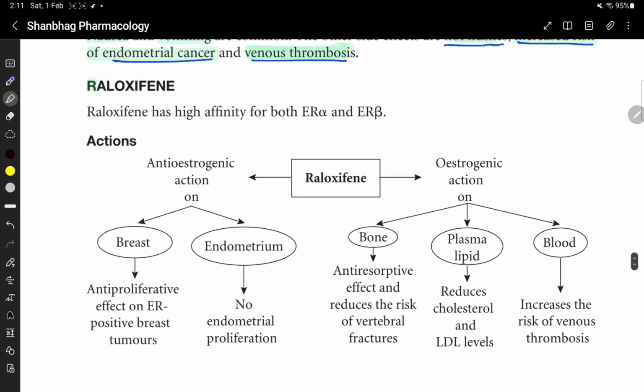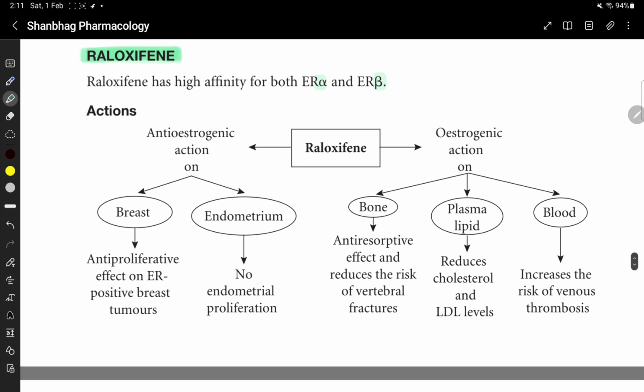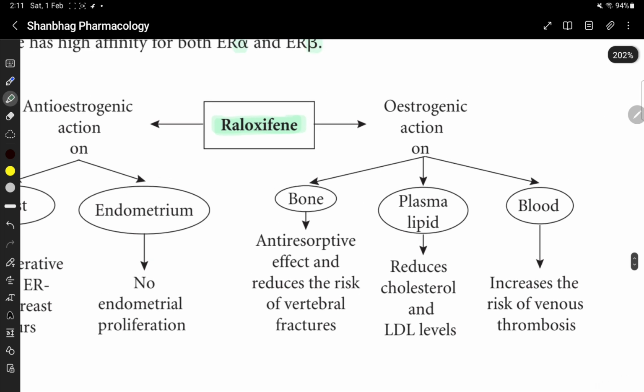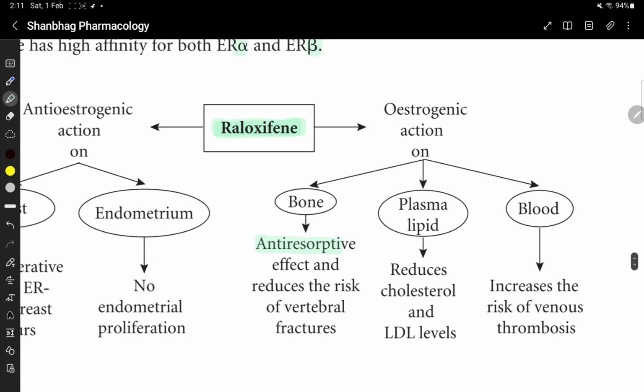And we have raloxifene. Raloxifene has affinity for both ER alpha and ER beta. So raloxifene, the estrogenic action on bone, anti-resorptive effect and reduces the risk of vertebral fractures. It reduces the cholesterol and LDL levels.